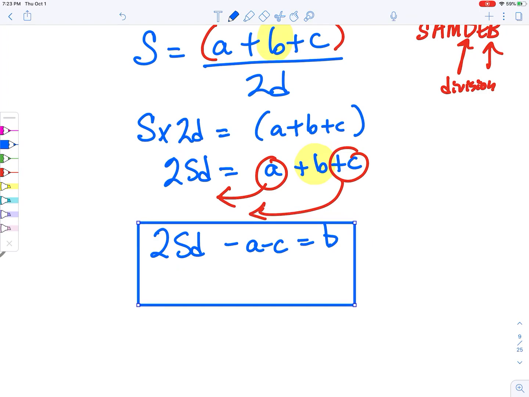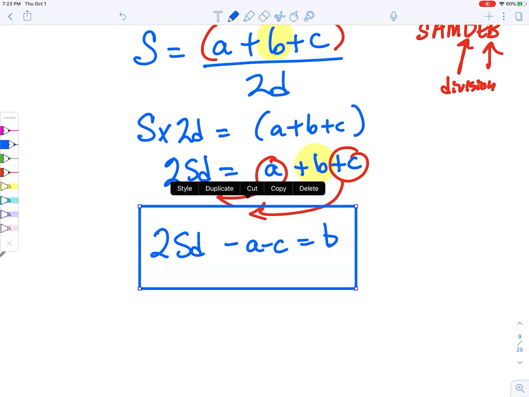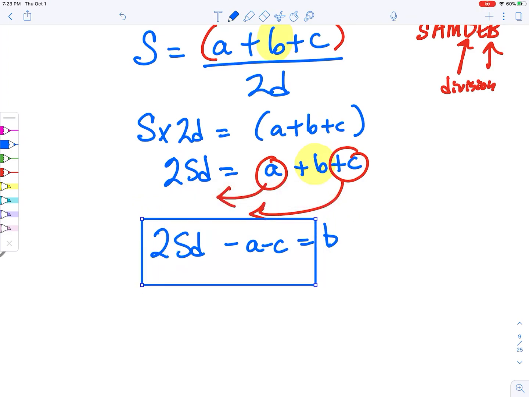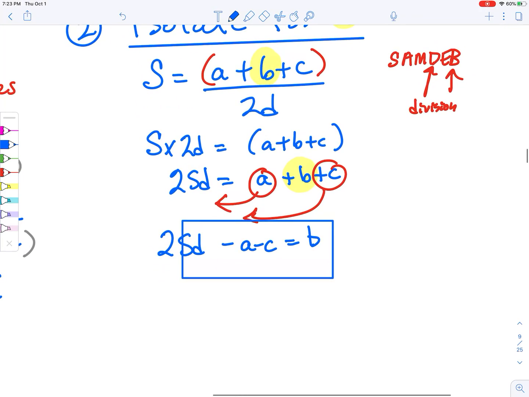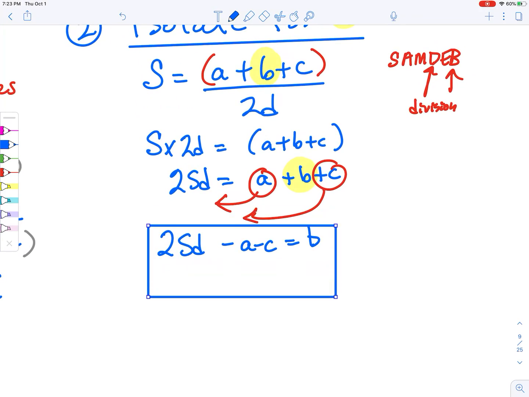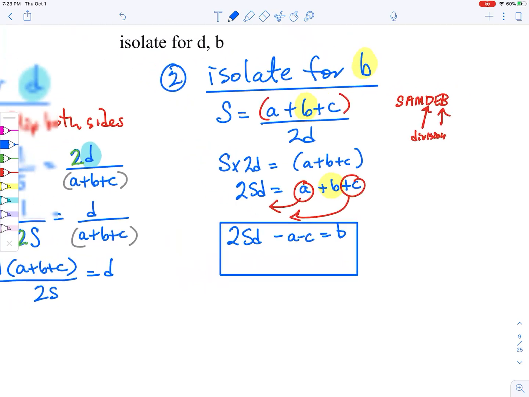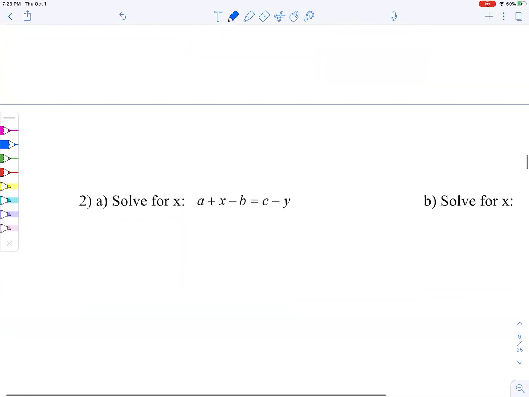So I don't know about you, but I find that a little bit easier than, the box isn't working. Forget the box. Or leave it there. Okay, let's do some more.